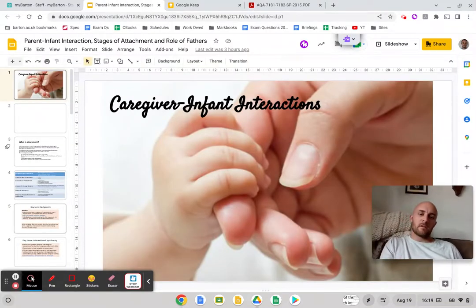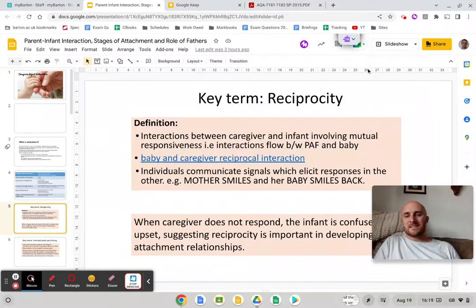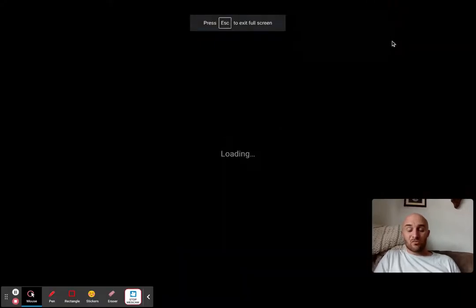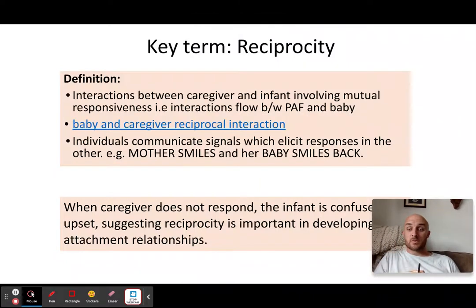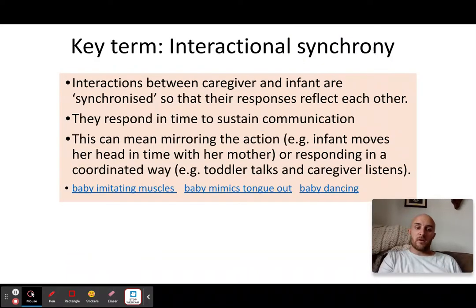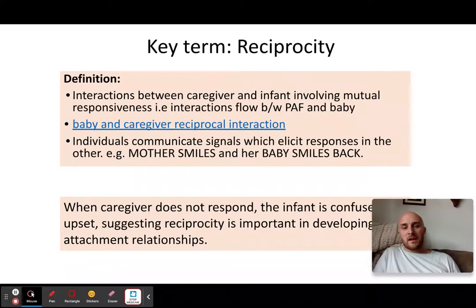So just break down this just here. Caregiver, infant, and how they interact with each other. The first two key terms you need to know are reciprocity and interactional synchrony. And there's a very, very slight difference between the two. So my recommendation would be to go on to these slides and just have a look at some of these examples about interactional synchrony and reciprocity, but you will need a definition.